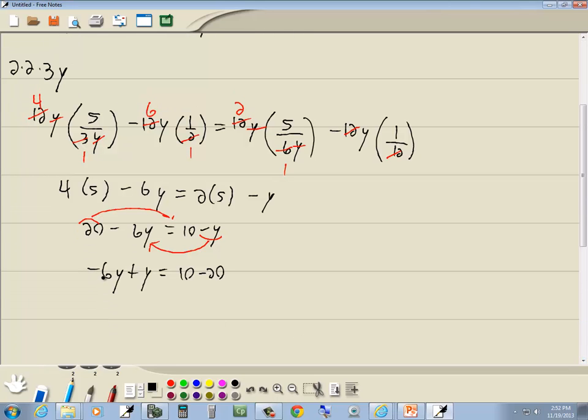Combine together like terms in a step. Negative 6y plus y is negative 5y. Combine together numbers. 10 minus 20 is negative 10. Last step. Divide both sides by the number in front of your y. The number in front of y is a negative 5, so I'll divide both sides by negative 5. And we get y is equal to 2. These negative 5's cancel.